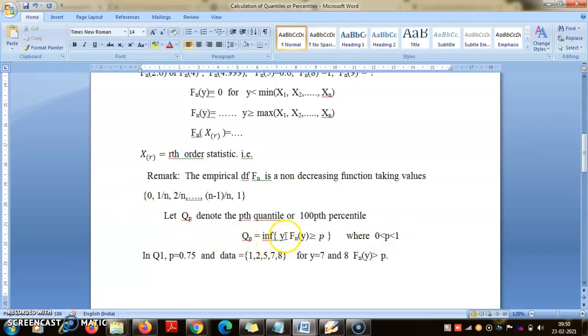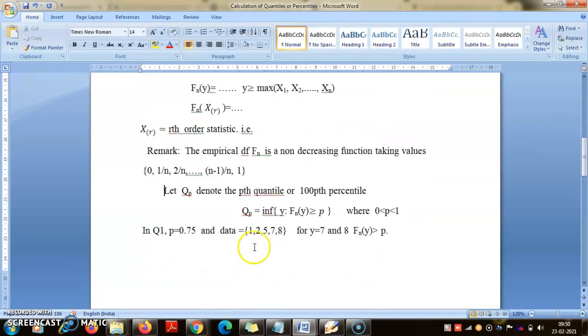So then what you do is that for any fraction p, you find out the pth quantile by looking at for which value of y Fn(y) is equal to p or crosses p for the first time. So in this data set, in question number 1, that is 1, 2, 3, given these 5 numbers, for y equal to 7 and 8, if I take p equal to 0.75, then you see for y equal to 7 and y equal to 8, Fn(y) exceeds this value of p. Why? Because what is F5(7)? That is 4 by 5. Right, and for 8 it is 1. So where is it exceeding p for the first time? At 7. So for this data, the 75th percentile will be 7.